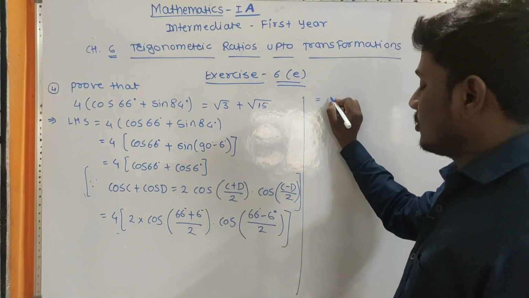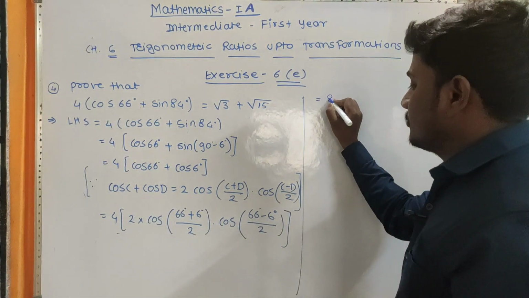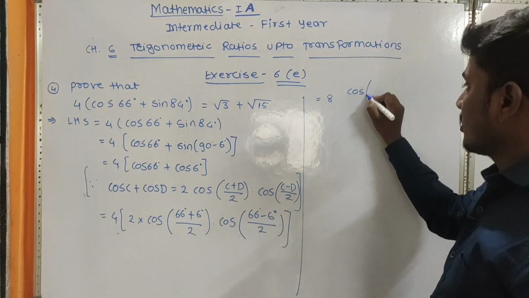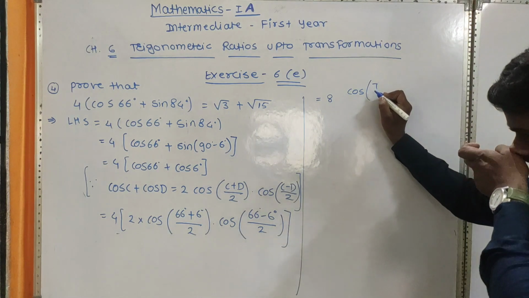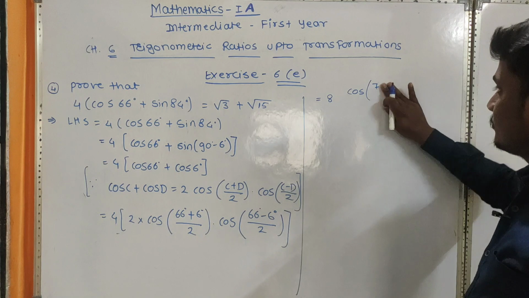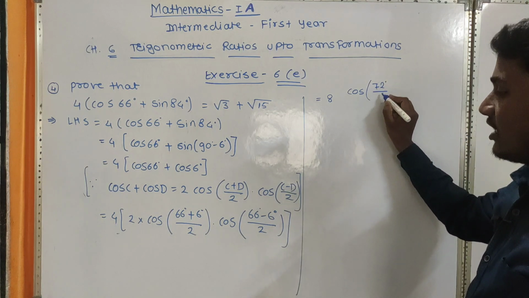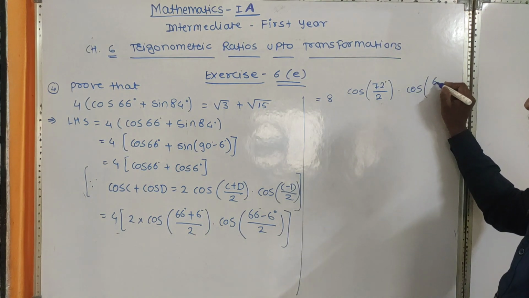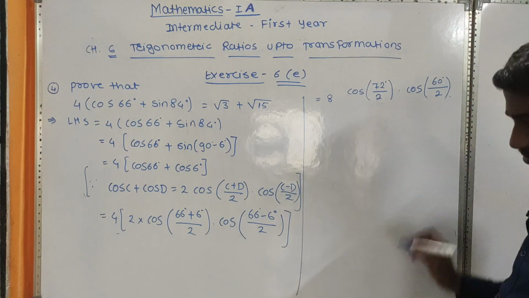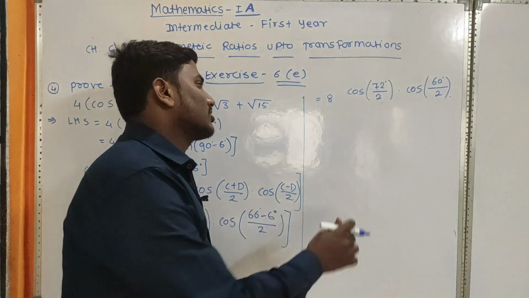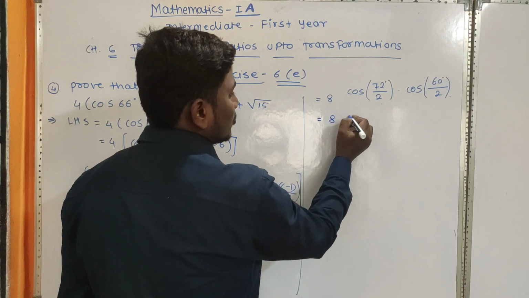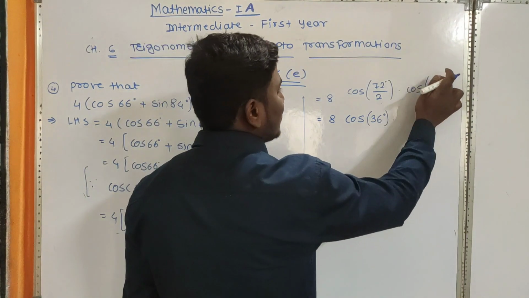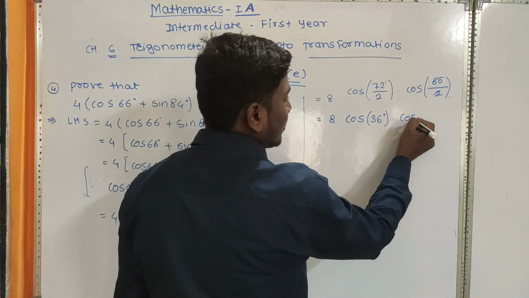Now this 2 into 2 you can write as 4. 4 into cos of 66 plus 6, which can be written as cos 72, divided by 2, into cos of 66 minus 6, cos 60 divided by 2. Is it clear? Now next, this cos 72 by 2 can be written as cos 36 degree into cos of 60 minus 2, divided by 2, meaning cos 30 degree.